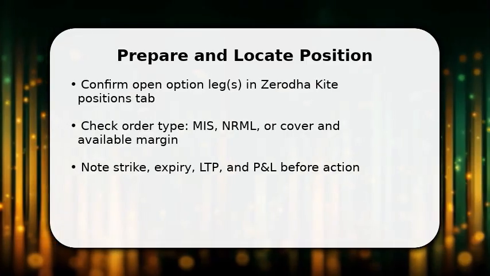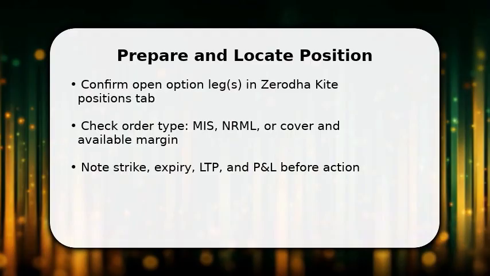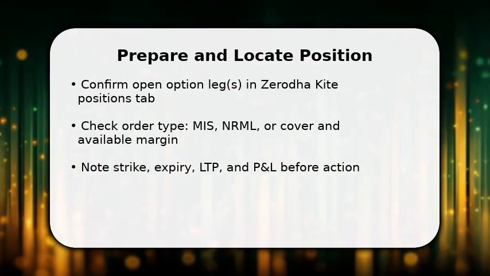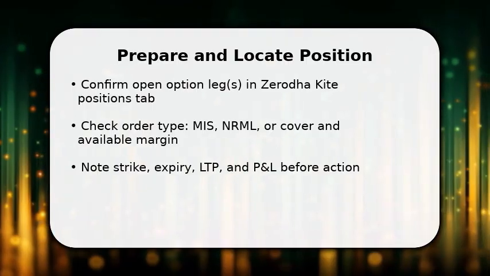You start by opening Kite and going to the Positions tab. This is where your live option legs live. Once there, identify the contract, strike, expiry, and current LTP so you know what to close.